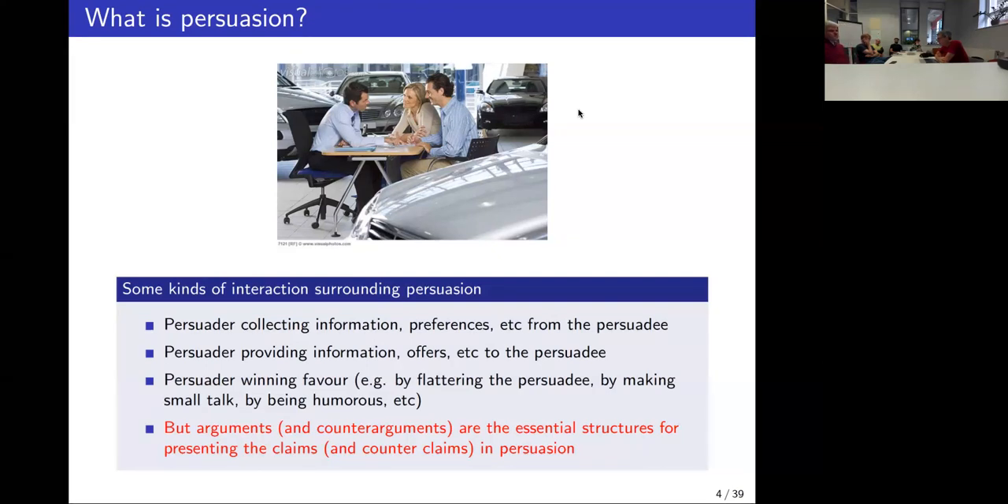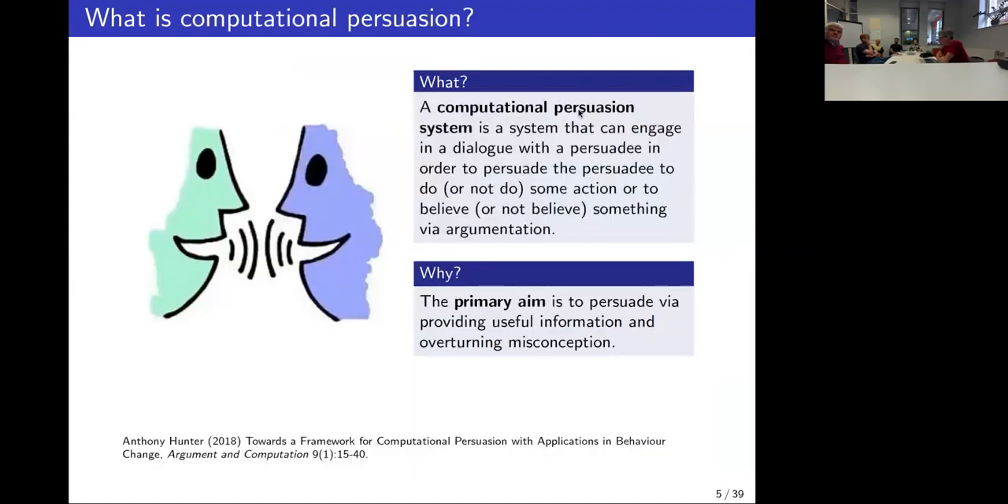What I was interested in doing was drawing that into behaviour change. So I coined the notion of a computational persuasion system as a system that can enter into a dialogue with a persuadee, a user of some sort, to persuade them to do something or not do something, or believe something or not believe something, via argumentation. I'll make that clearer as we go along. The primary aim is to persuade via providing useful information and overturning misconceptions. This will become clearer as we go along.